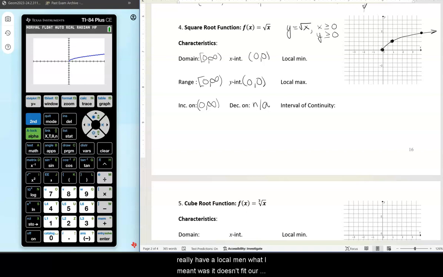When I said it didn't really have a local min, what I meant was it doesn't fit our definition of where we decrease and then we increase. With this particular function, because it has a clear starting point on the domain, where it starts in this case is its lowest point. So I'm going to say its local min is where it starts. That's as low as we can go and make this function work. The local max does not exist because it continues to increase. And as it increases, it is continuous. So its interval of continuity is from 0 to infinity.